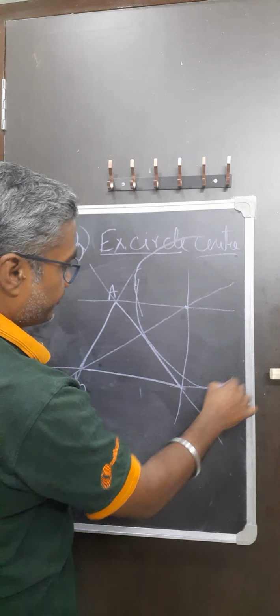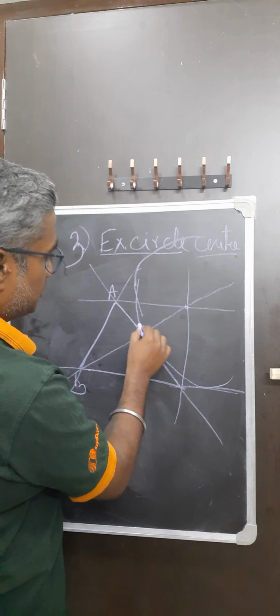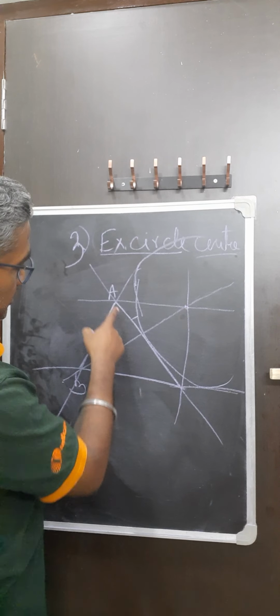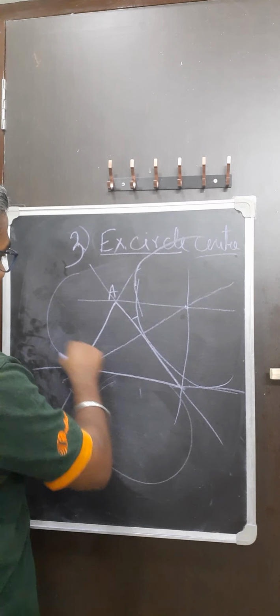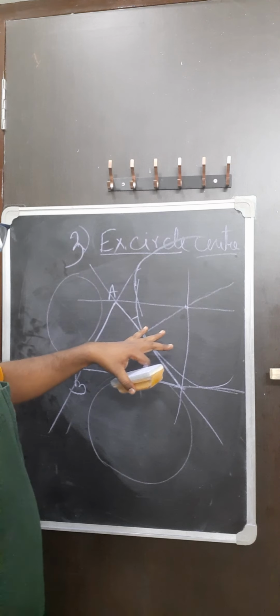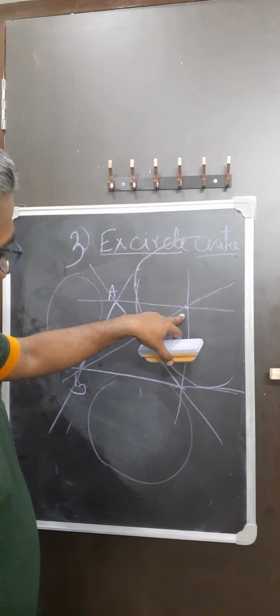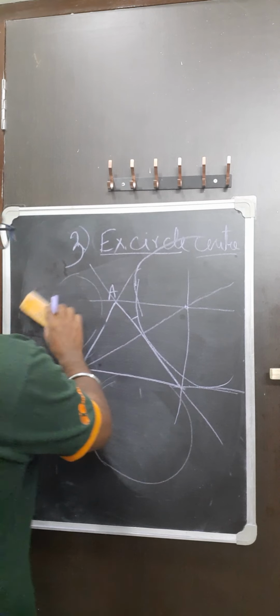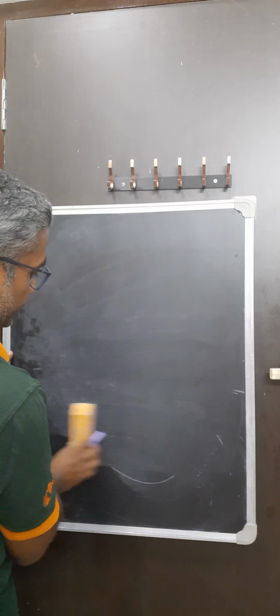In the exaggerated figure you can understand. So if I take the center and draw, this is the excircle for this line, and similarly the other two circles will come on these sides. Okay, so there are three excircles for any triangle. So these are the excircle centers. Understood? Okay. Now coming to the types of triangle.